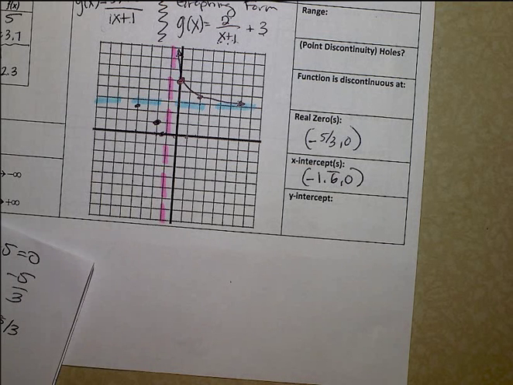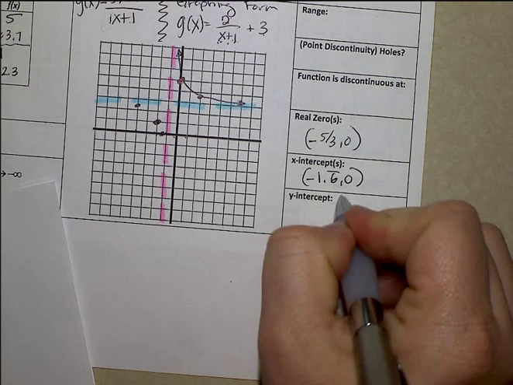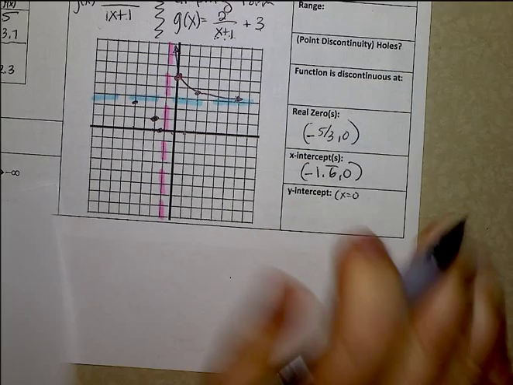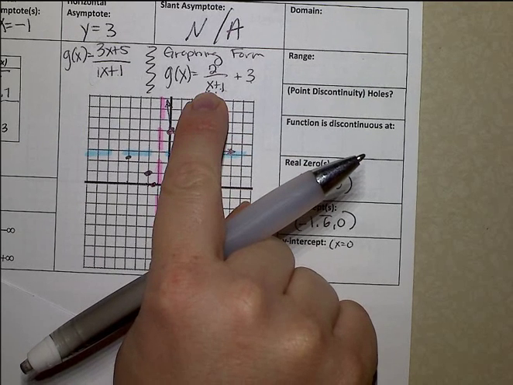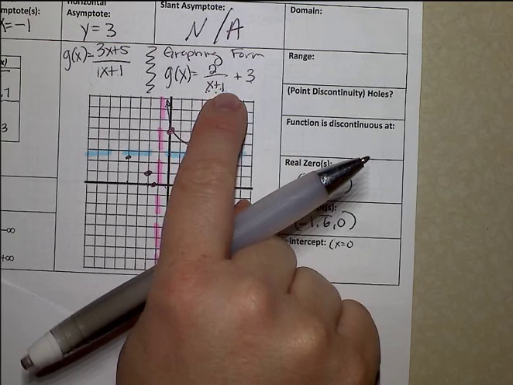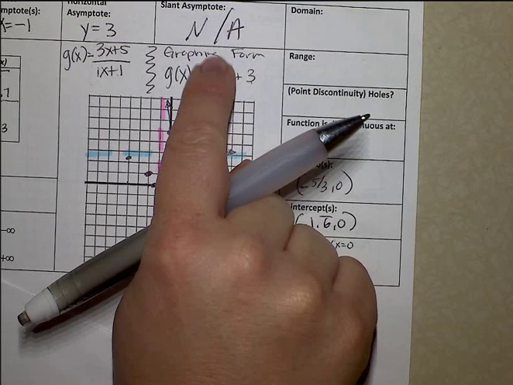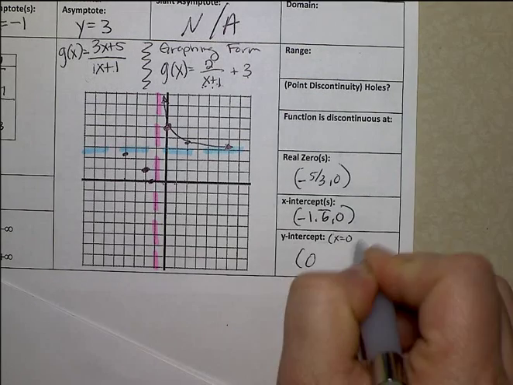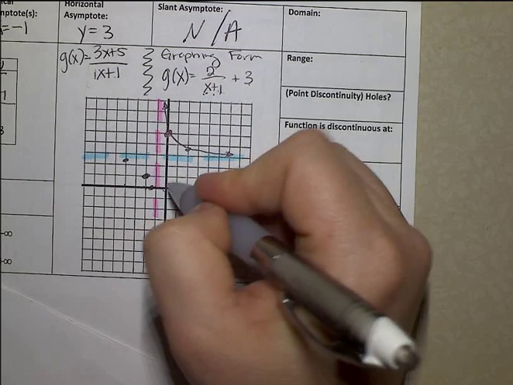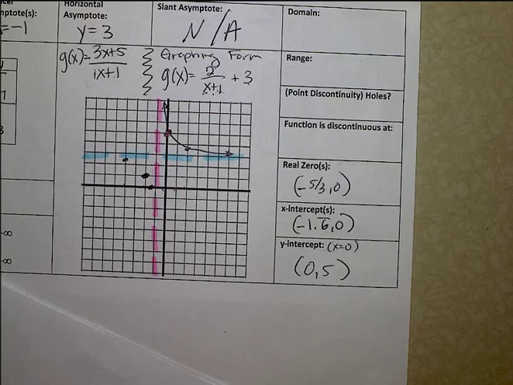Now to find out the y-intercept, remember when we find the y-intercept, x will always equal 0. I'm going to choose to use this one. When I plug in 0 for x, 0 plus 1 is 1. 2 divided by 1 is 2. 2 plus 3 is 5. So go 0, 5, and we've already graphed the y-intercept.